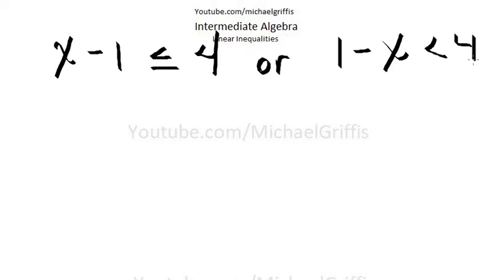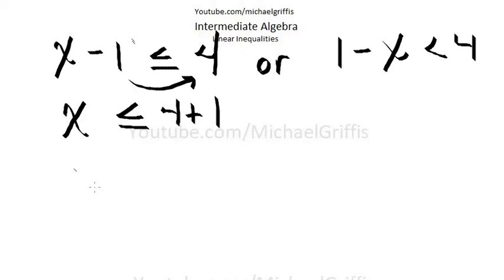So we'll work the inequality on the left hand side first. Well, we just take this 1 over here to the right, or add 1 to both sides, and we're left with x is less than or equal to 4 plus 1, and that becomes x is less than or equal to 5. Okay, that's pretty simple.